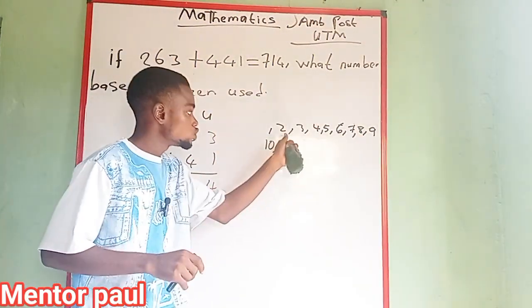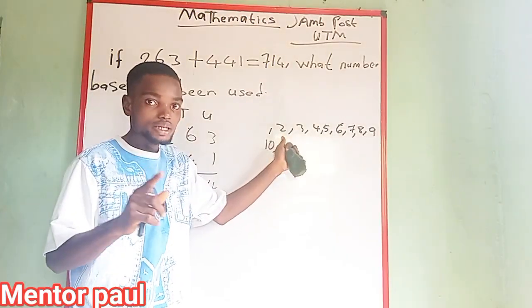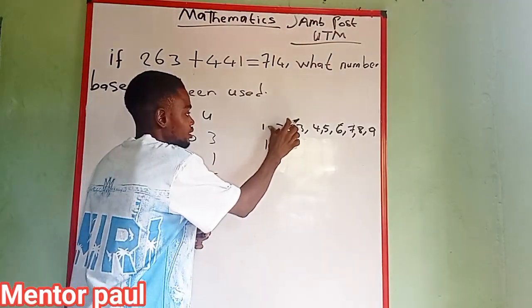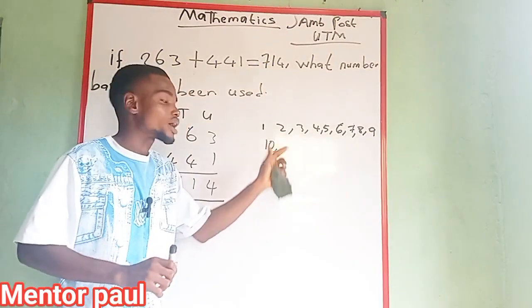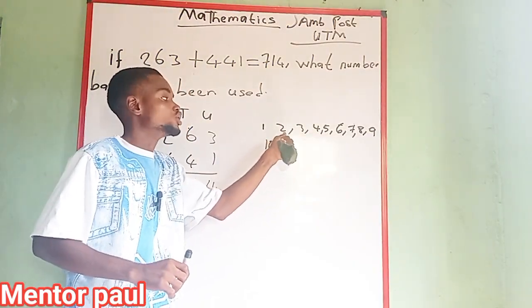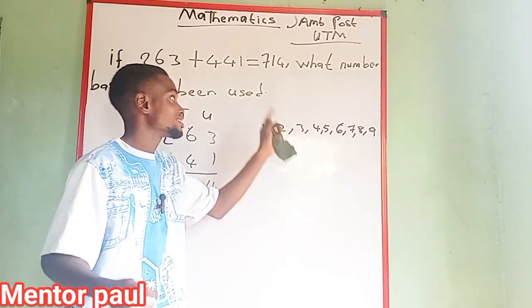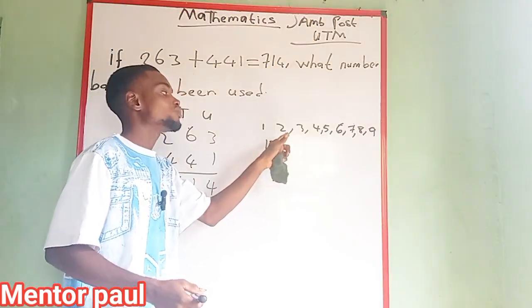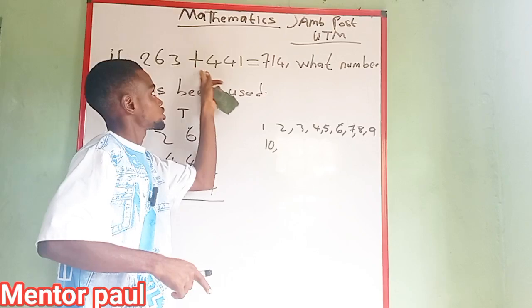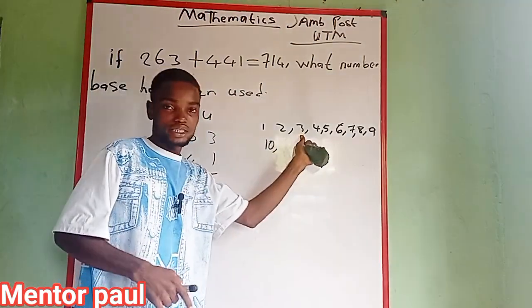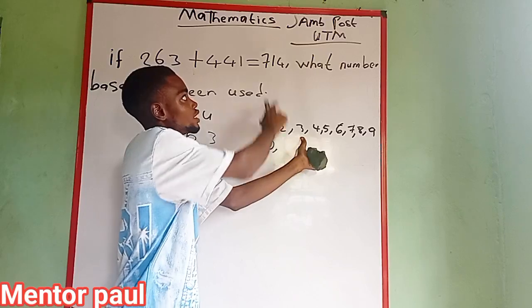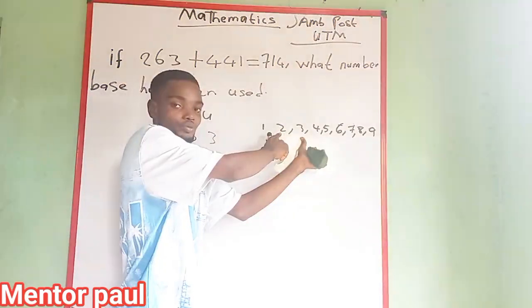Now if base 2 has been used, the digits you're going to have will only be 0 and 1. It's not going to be 2 or greater than 2 if we have used base 2 in the calculation of this. If it's base 3, the digits are only going to stop at 2.